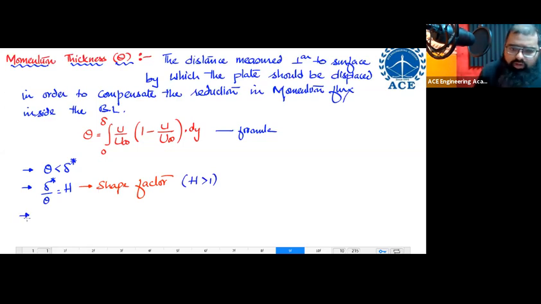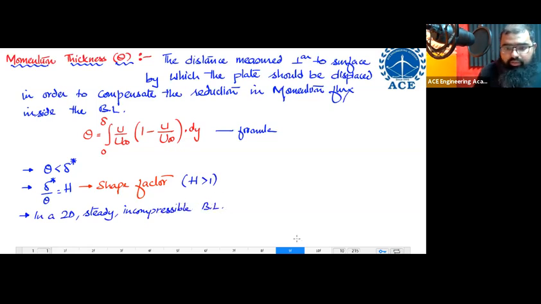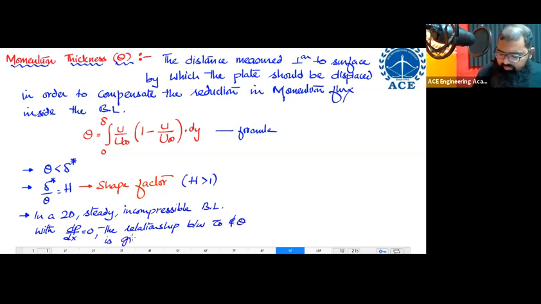Third point, very important point. From here, a 2-mark question we are going to do now. This point says that in a 2D steady incompressible boundary layer with dp upon dx equal to 0, the relationship between tau naught and theta is given by something known as Kármán momentum integral equation.